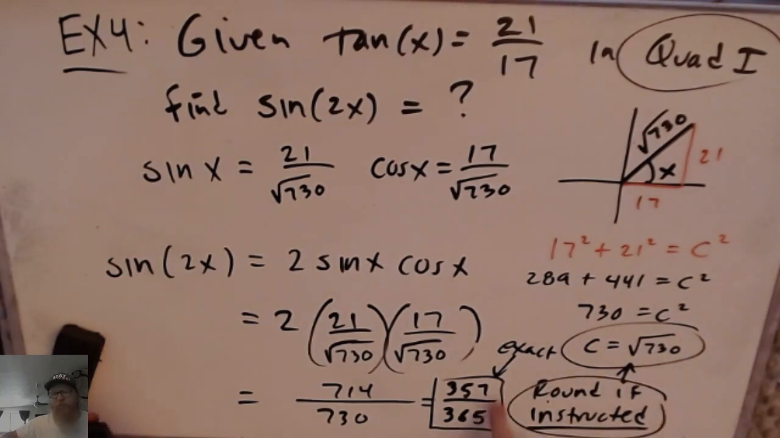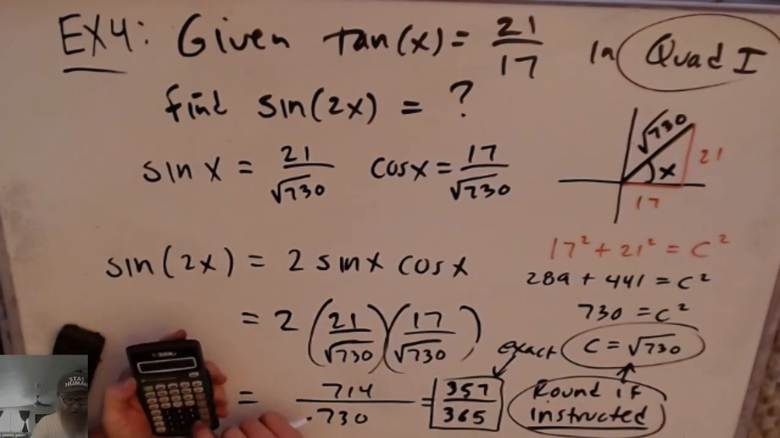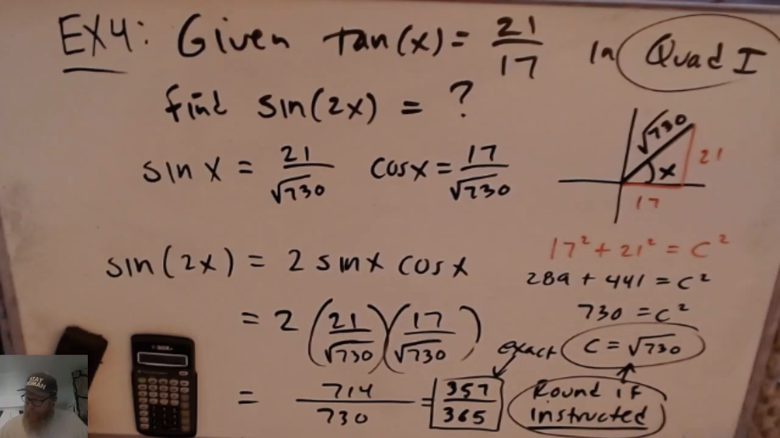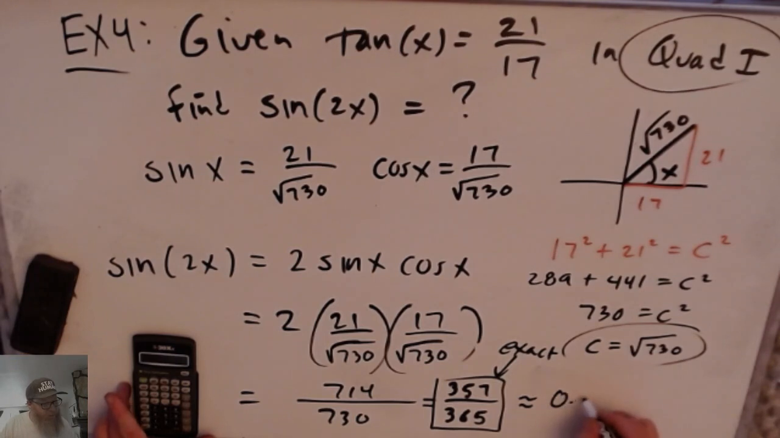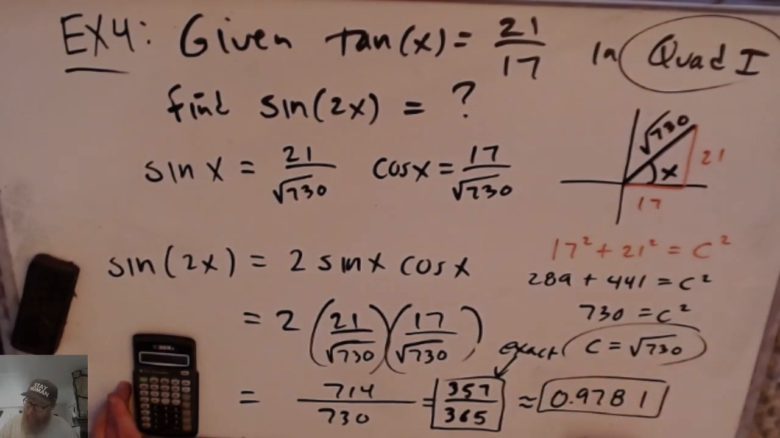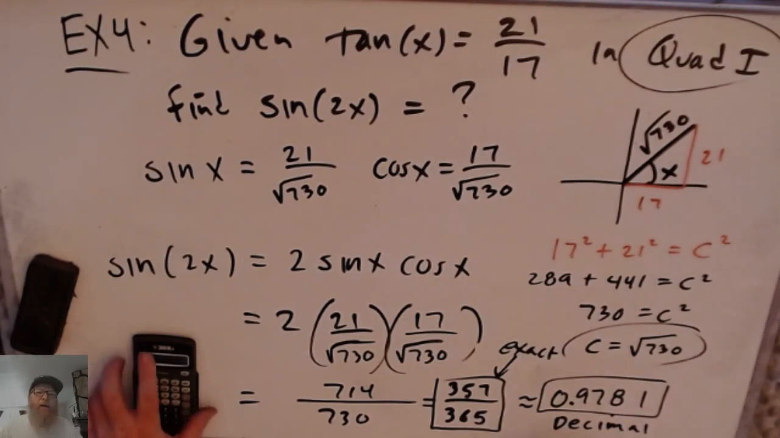If you are instructed to round this to a decimal, you certainly can. So I'll just do it to be safe. 357 divided by 365 is approximately 0.9781 as a decimal. I actually prefer the exact. Most of the questions that I ask, I ask for the exact. But occasionally there are some programming issues, and so I just go to a decimal because the computer likes it a little bit better. It's not necessarily what I like, but I want you to be able to do both, either way.